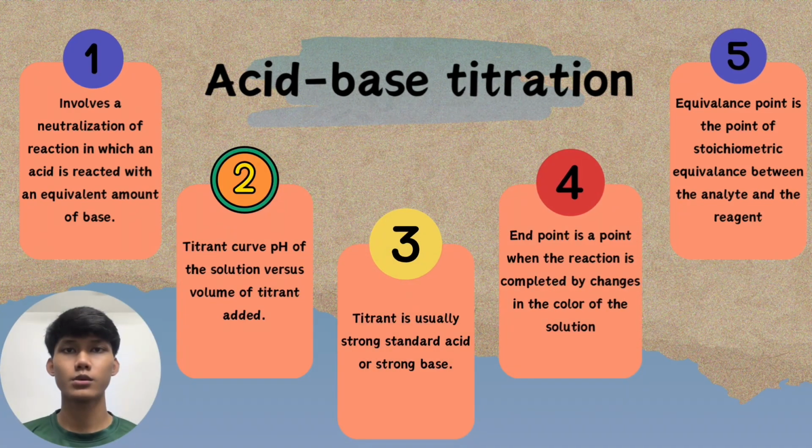Next, let me explain how acid-base titrations work. First, it involves a neutralization reaction in which an acid is reacted with an equivalent amount of base. Second, titration curve: pH of the solution versus volume of titrant added. Third, the titrant is usually a strong standard acid or strong base. Fourth, the endpoint is a point when the reaction is completed, indicated by changes in the color of the solution. Fifth and the last one, the equivalence point is the point of stoichiometric equivalence between the analyte and the reagent.